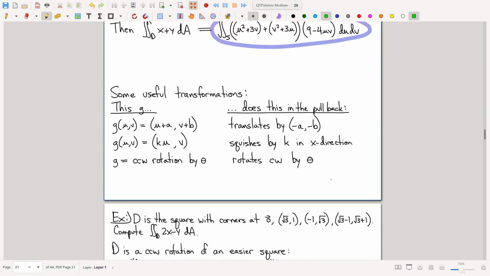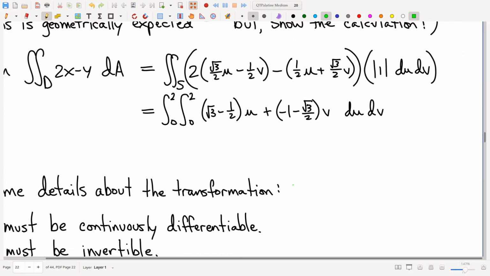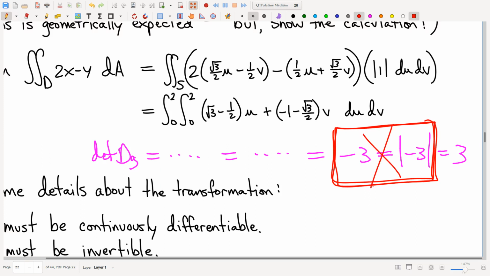What you can't do, and I do see the following a lot, is students will compute the determinant of, and again there's the alternative notation, this determinant equals, and they'll compute blah, blah, blah, and they'll get -3, and then they'll say equals absolute value of -3 equals 3. This is a major math crime. Massive. That is absolutely not true. Please don't do that.